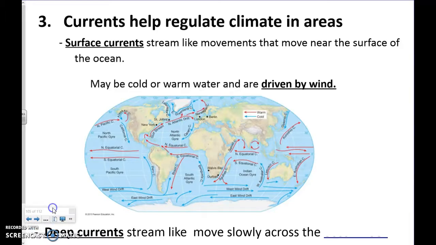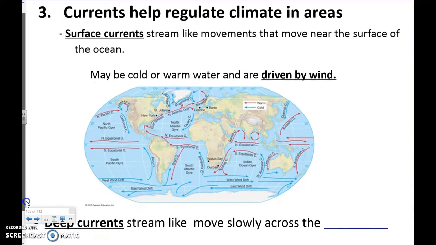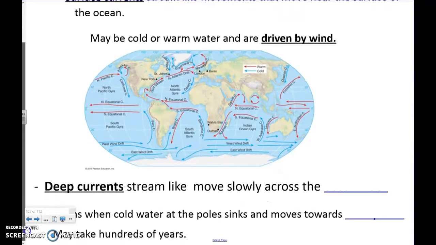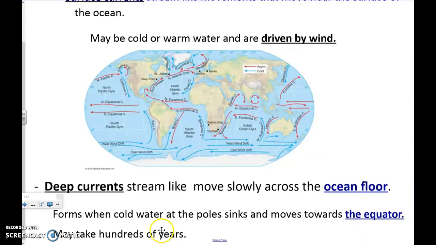The deep currents, on the other hand, are going to be cold water, again because cold water is going to sink. It's going to be more dense, and it's going to go to the bottom. Deep currents move more slowly across the ocean floor, and they form when cold water sinks at the poles and then moves towards the equator. Now, this water may take hundreds of years to travel from the poles to the equator, but it eventually will get there. That cold water will come and help keep this area cooler, and the warm water from this area will keep the cooler areas warmer.